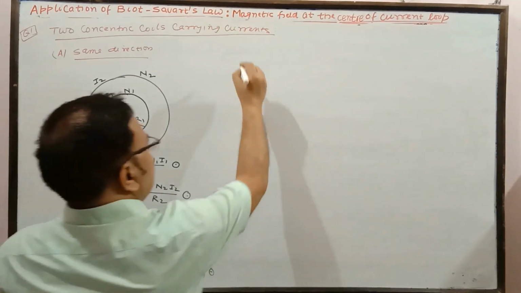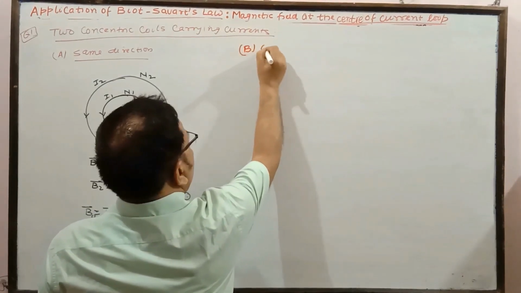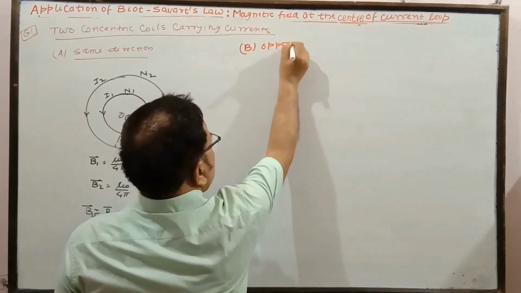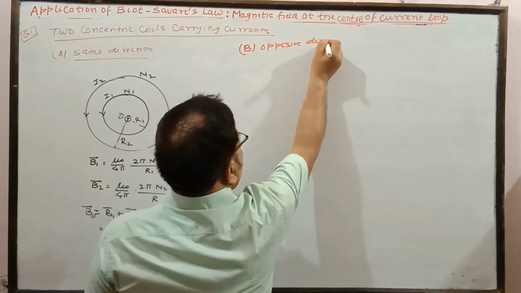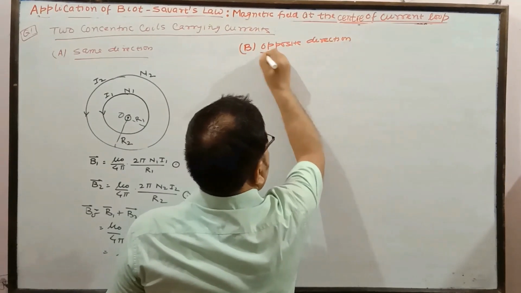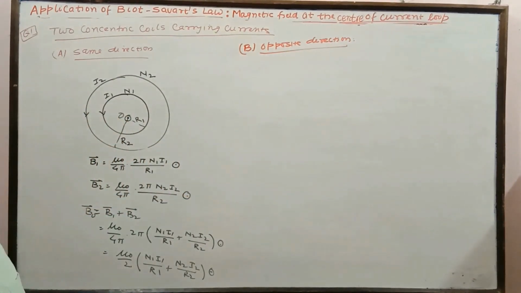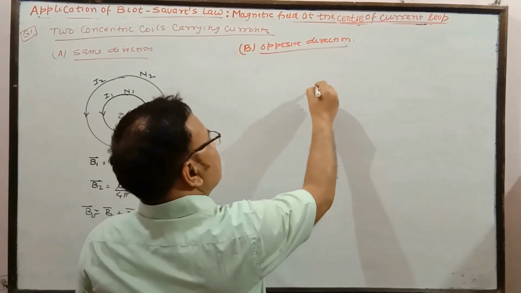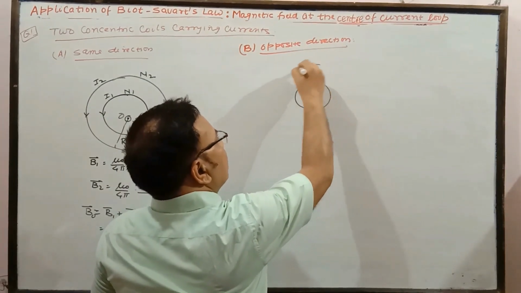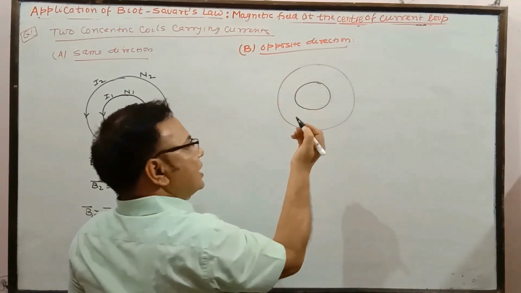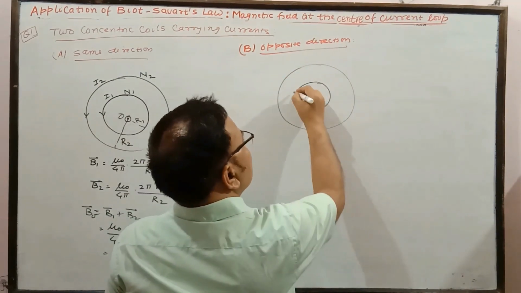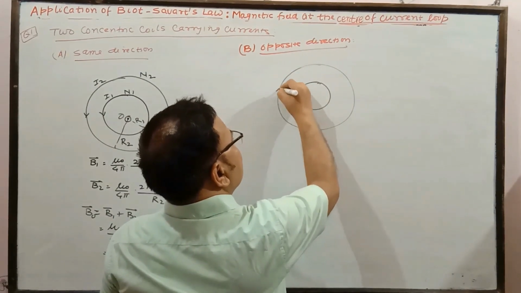In case B, that is opposite direction, it means the coils are having direction of current opposite to one another. So in that case, one coil is this, another coil is this. As per a given condition, we are taking the voltage. Suppose first one is anti-clockwise and second one is clockwise.